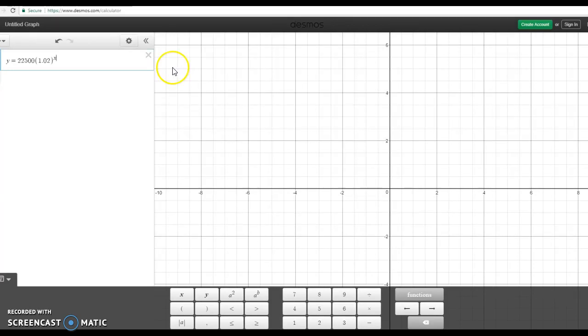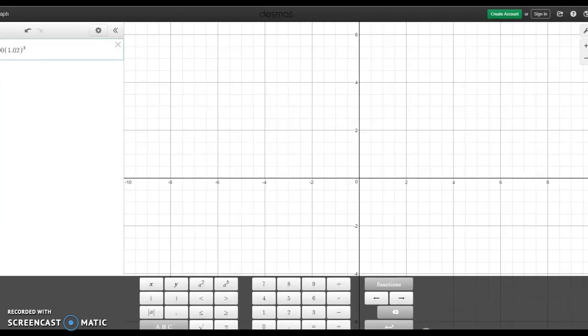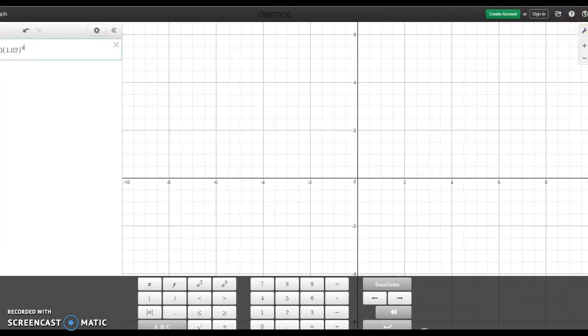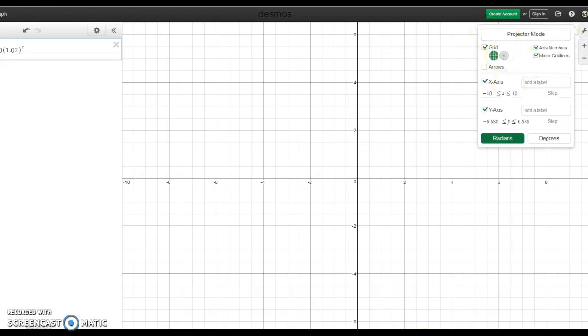Now, for those of you unfamiliar with Desmos, you're not going to see this because it's not in our window. So what I want to do is make this bigger so I can actually see the wrench. Okay, so you're going to click on this wrench over in the upper right-hand corner, and we're going to change our axis.